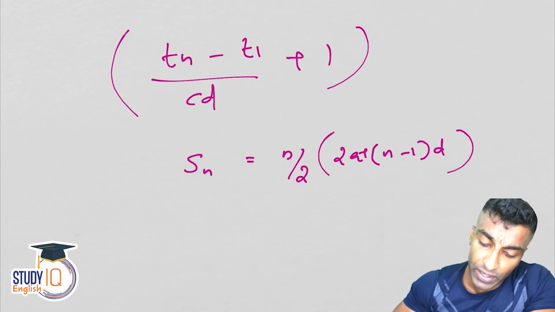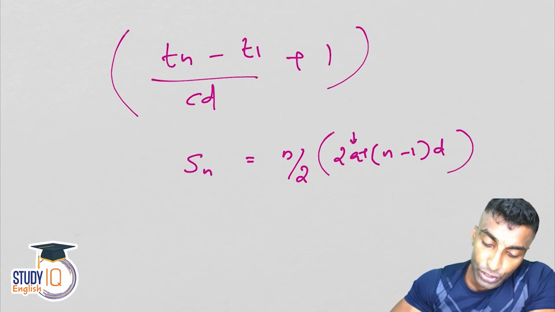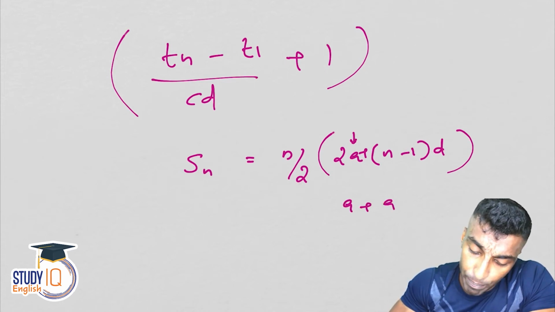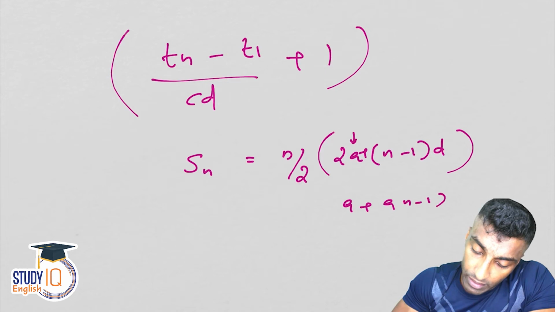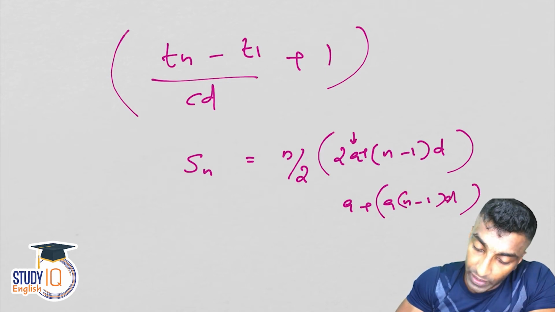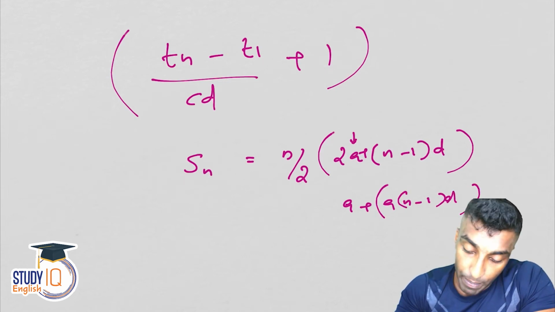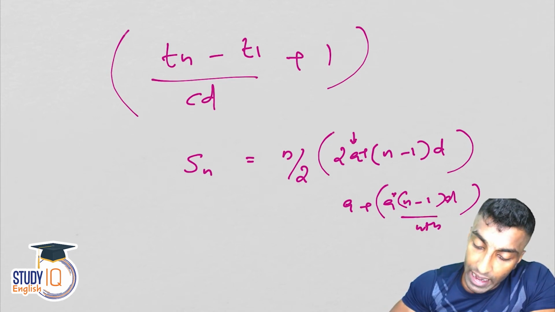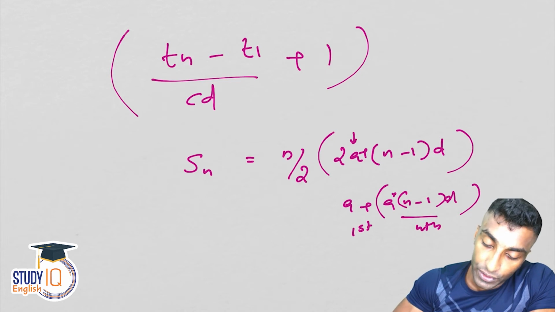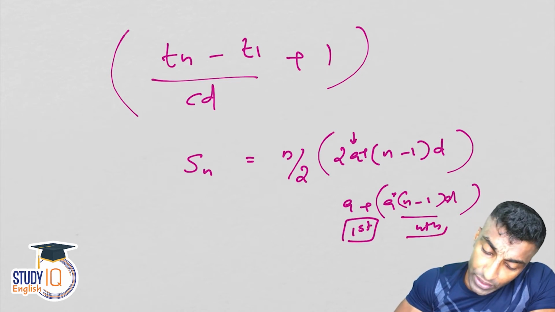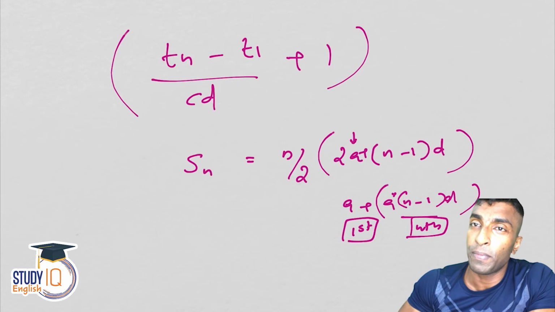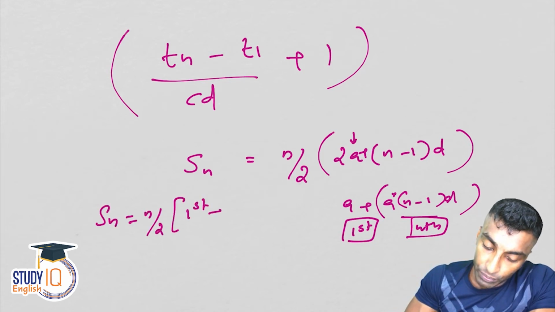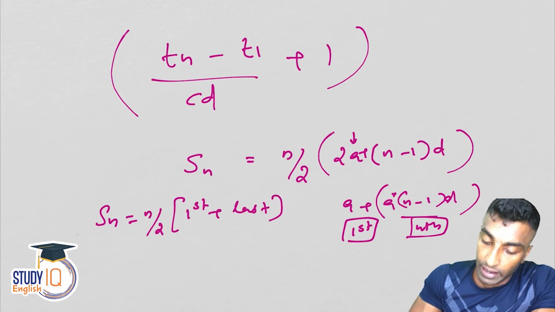Here, a is the first term. This 2a you can even write like a plus a, then n minus 1 into d. Okay, something like this you can write: a plus n minus 1 into d. What is this? This is nothing but your nth term, right? And this is your first term. So I should say first term plus last term, and n by 2. So sum equals n by 2 into first plus last.